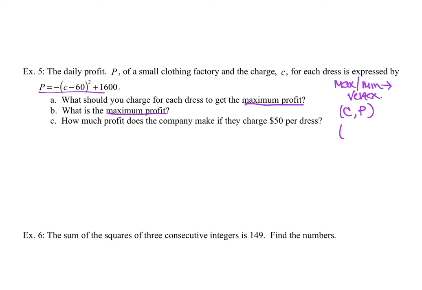So since a vertex is (h, k), anything that describes cost, the cost that would maximize the profit, I'm going to use the h value of my vertex. Anything that asks for the maximum profit itself would correspond with k, which is the maximum profit that the clothing factory can make. So for part A here, since my vertex is (60, 1600), this is my h and this is my k. Remember, this is a C value, this is a P value.